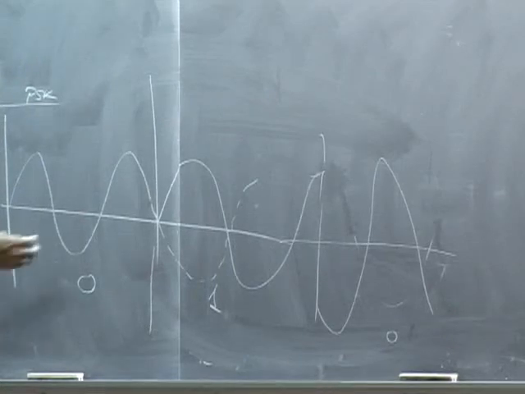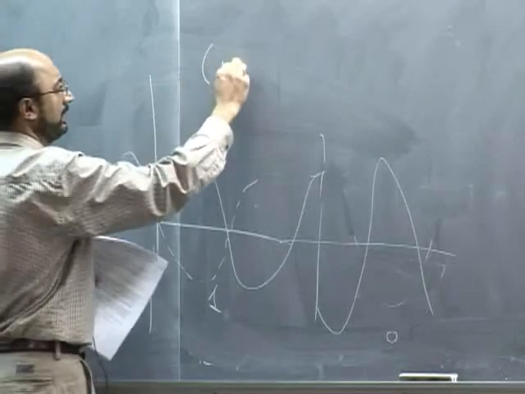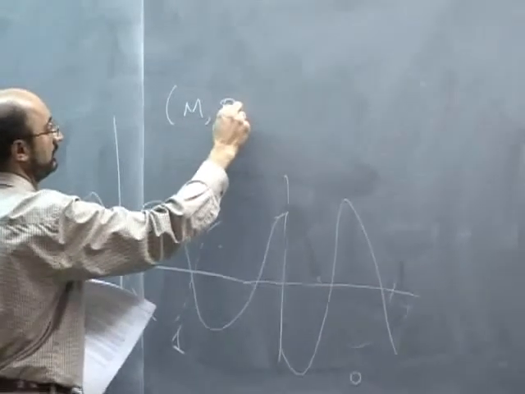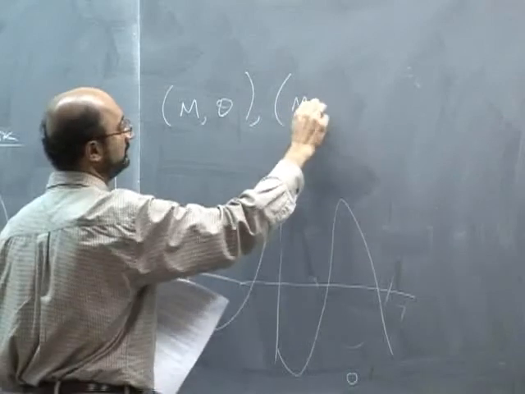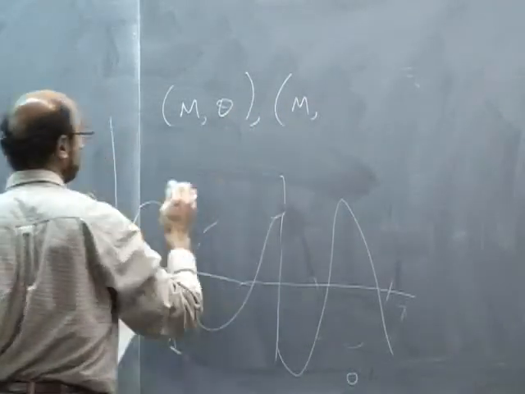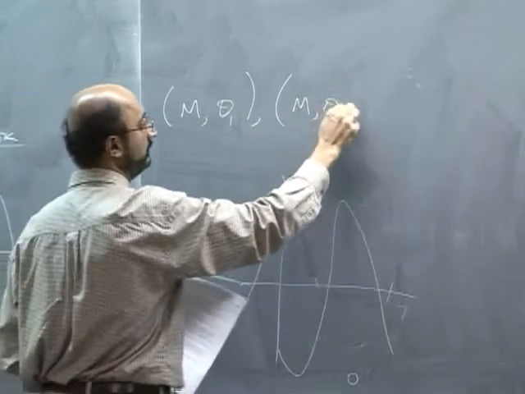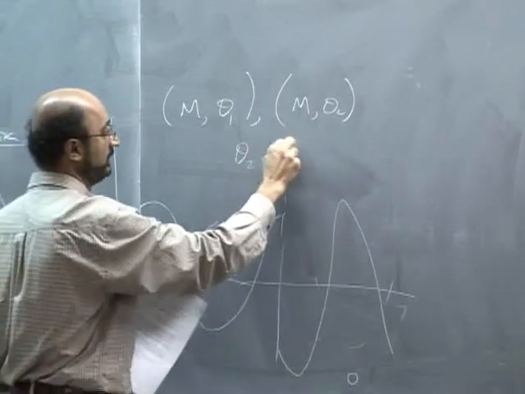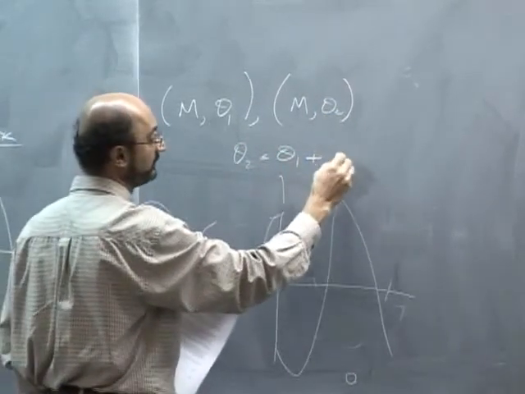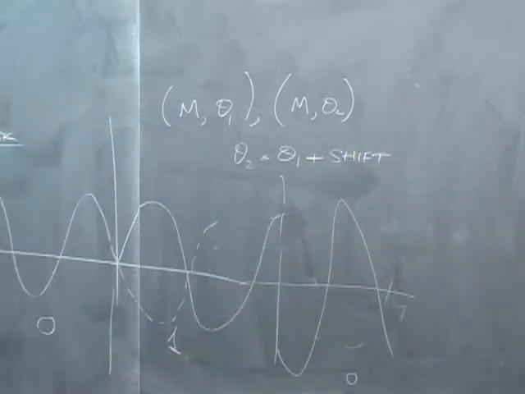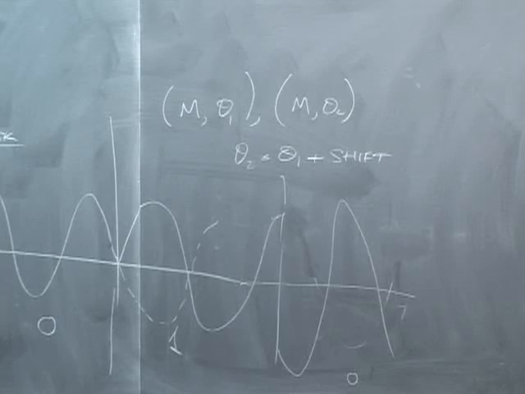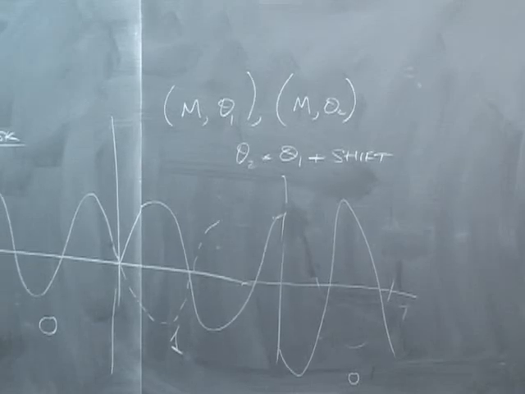So over here, mathematically, it's easier to see as m theta, and the phase of the other one is m. So I'm going to call this theta 1, theta 2, and then theta 2 equals theta 1 plus some shift. I'll just write that shift. It's a constant shift. So if I know m1 theta 1, and if I know theta 1, I sort of know what the shift is.